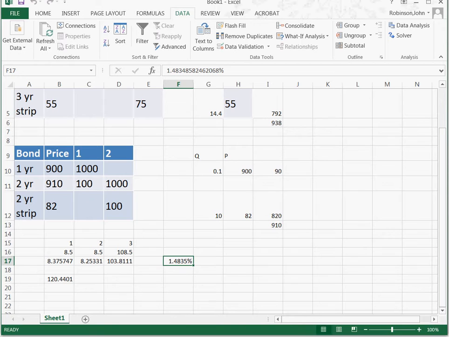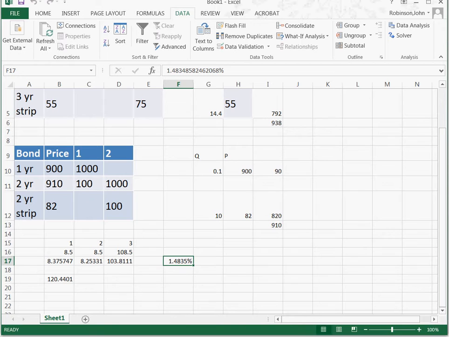And so this interest rate, the interest rate that if we applied that rate to every cash flow of a bond, you get the accurate price, that's called the yield to maturity. And the idea is if I hold this bond to the end of its life, the return I get on my money would be 1.4835%, right? I put 120.44 in, I get 8.50, 8.50, and 108.50. And so those payments back imply a certain interest rate.